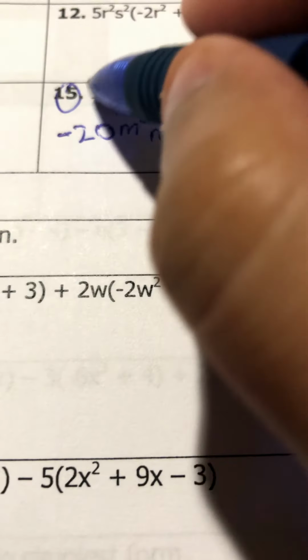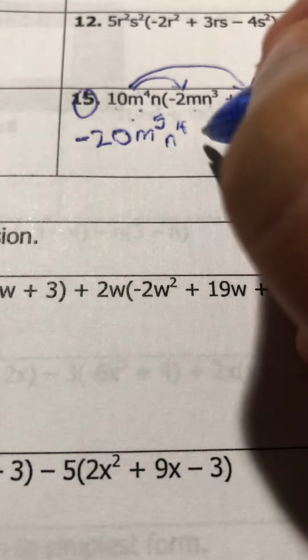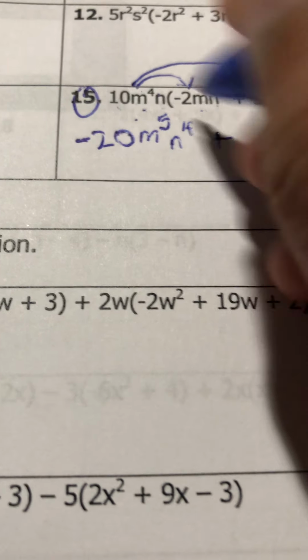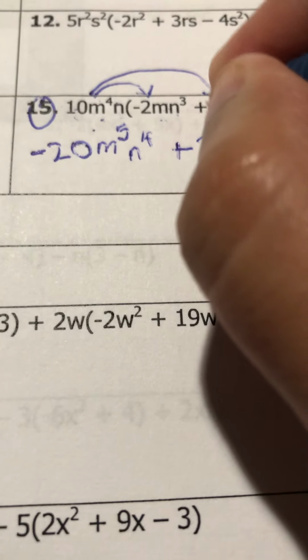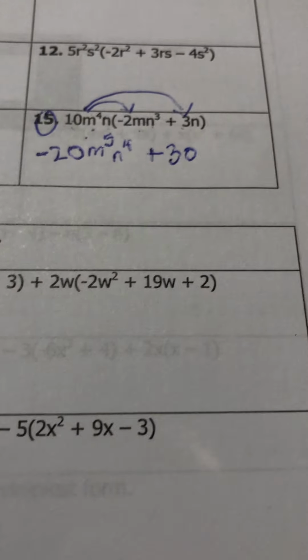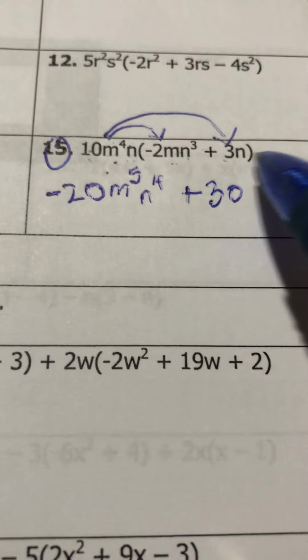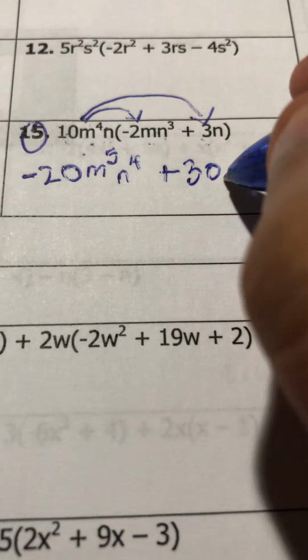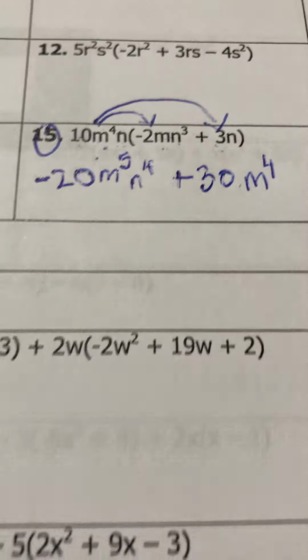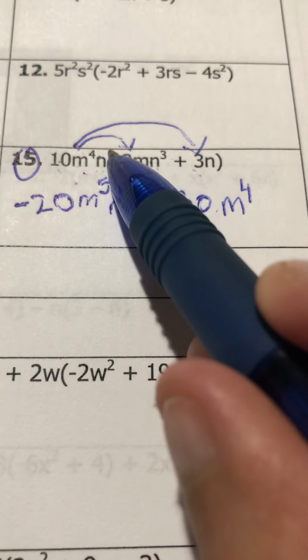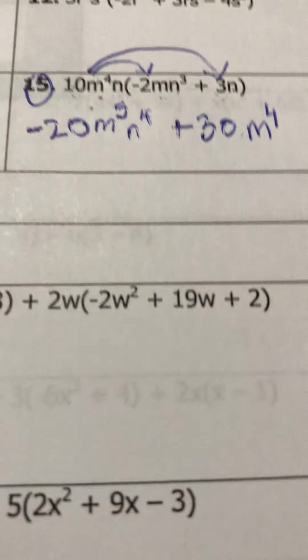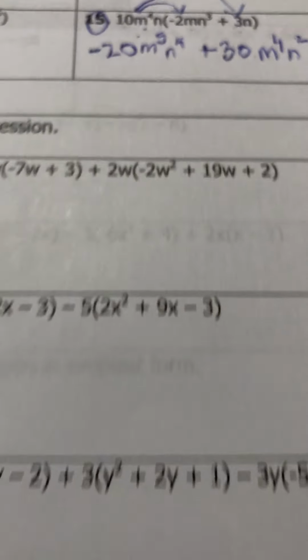Now we're going to multiply this term with this. We're distributing everything. So 10 times 3 is 30, we can multiply the coefficients. And then m to the power of 4, there is no m in the other term, so I'm just going to write m as is to the power of 4. n to the power of 1 times n to the power of 1 gives me n squared.